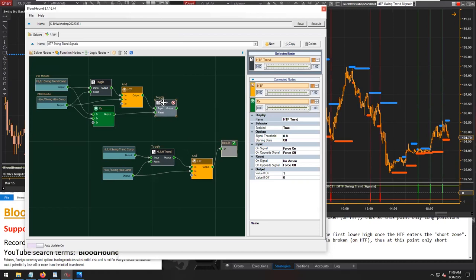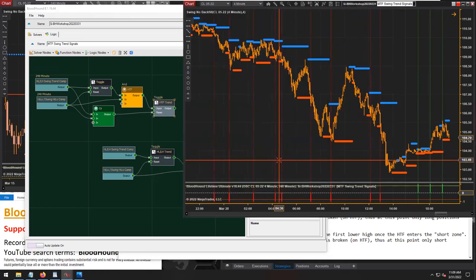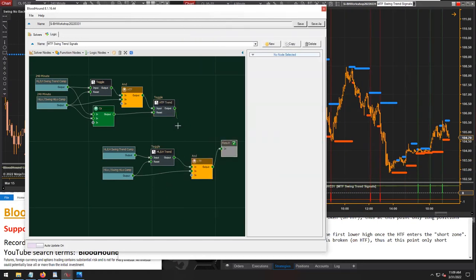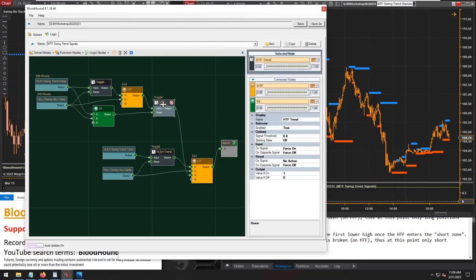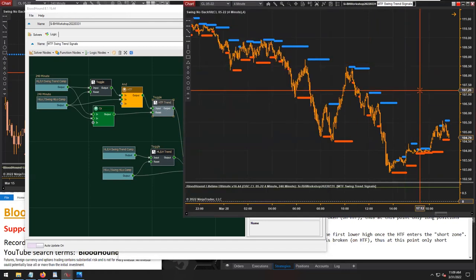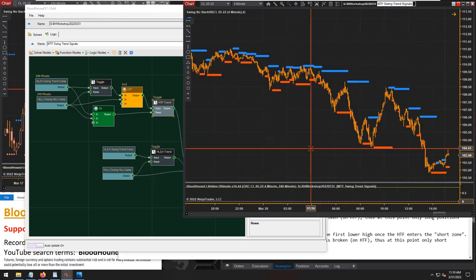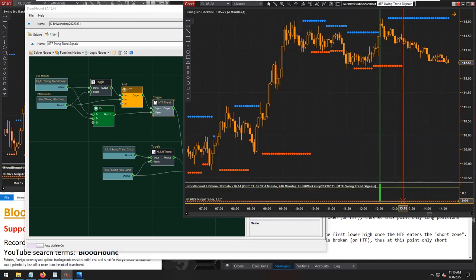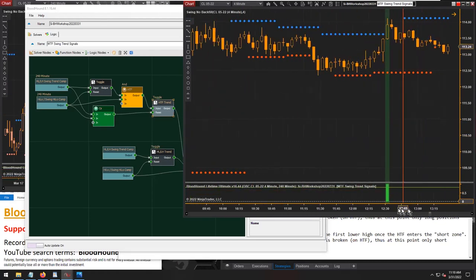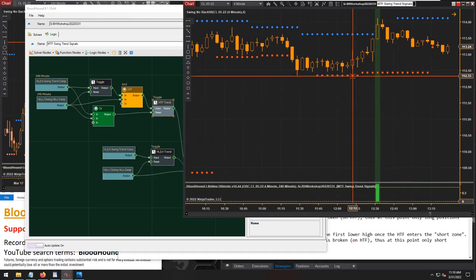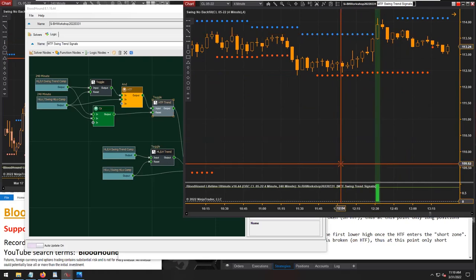Right, if I disconnect the higher time frame, we can see we get all these signals here, a whole bunch of shorts and then a whole bunch of longs, but then they all get filtered out when we use the higher time frame trend. So let's see if we do actually get some signals here. Here we go, a long signal. So we do have a higher low and then a break of the high.